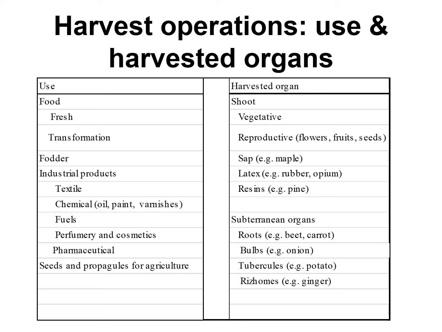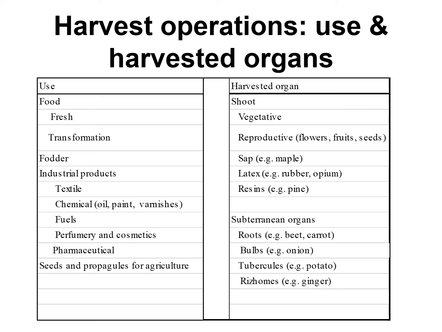In this table at the left, we see a classification of harvest operations in terms of the intended use of the harvested organ on the left and the type of harvested organ to the right. According to the use, we can be harvesting for food, either fresh or with transformation, for fodder, in other words, to feed animals, to produce industrial products for the textile, the chemical, the fuel, perfumery and cosmetics or pharmaceutical industries, or we can be producing seeds and propagules for the agricultural sector.